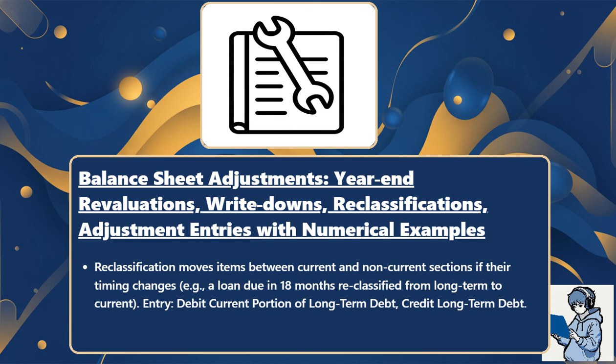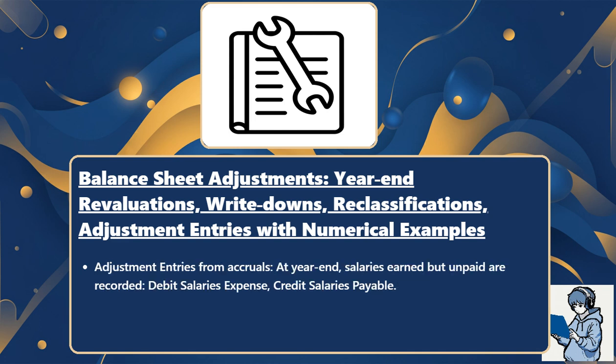Reclassification moves items between current and non-current sections if their timing changes. For example, a loan due in 18 months reclassified from long-term to current. The entry: debit current portion of long-term debt, credit long-term debt. Adjustment entries from accruals. At year-end, salaries earned but unpaid are recorded. Debit salaries expense, credit salaries payable.